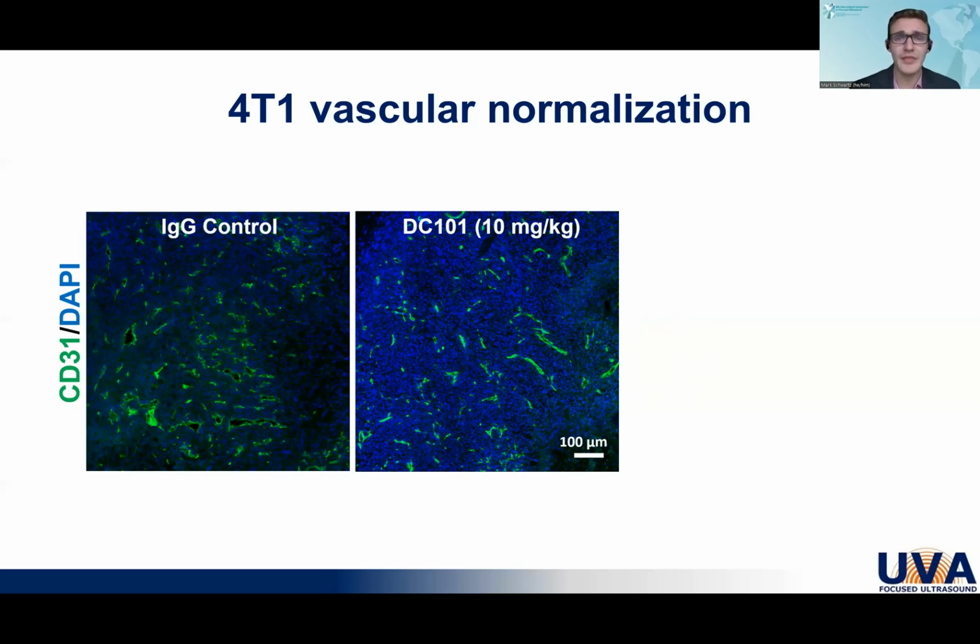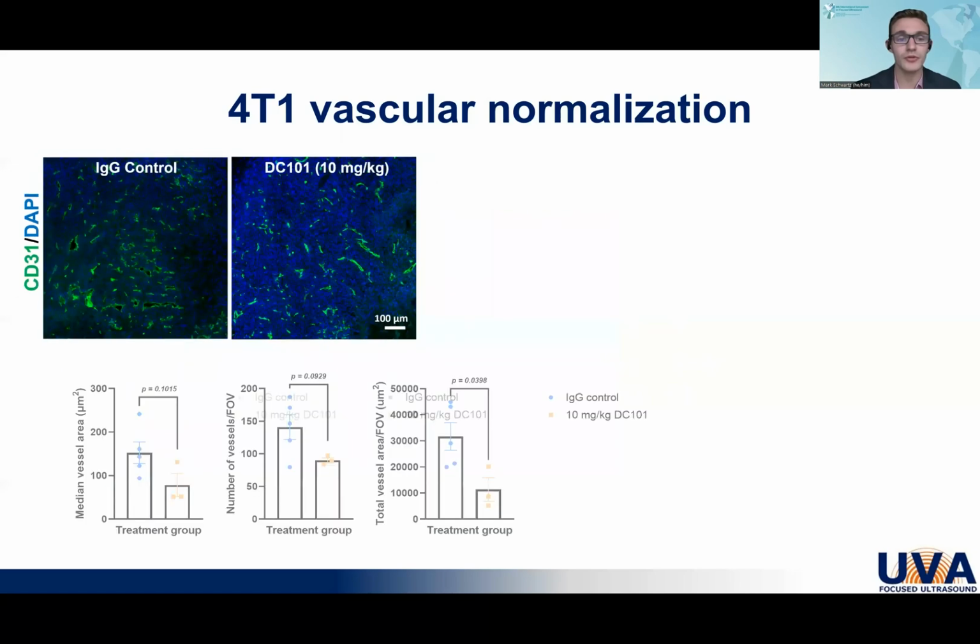Comparatively, in the DC-101 treated tumors, there is a much smaller skewing distribution of blood vessels here, at least to the eye, and quantifying representative images from these tumors, we found that indeed median vessel area in the DC-101 treated tumors was about twofold smaller than that in the IgG treated tumors. There was also a reduction in the number of vessels per unit area, which is not unexpected since we are dealing with an agent that blocks vasculogenesis.